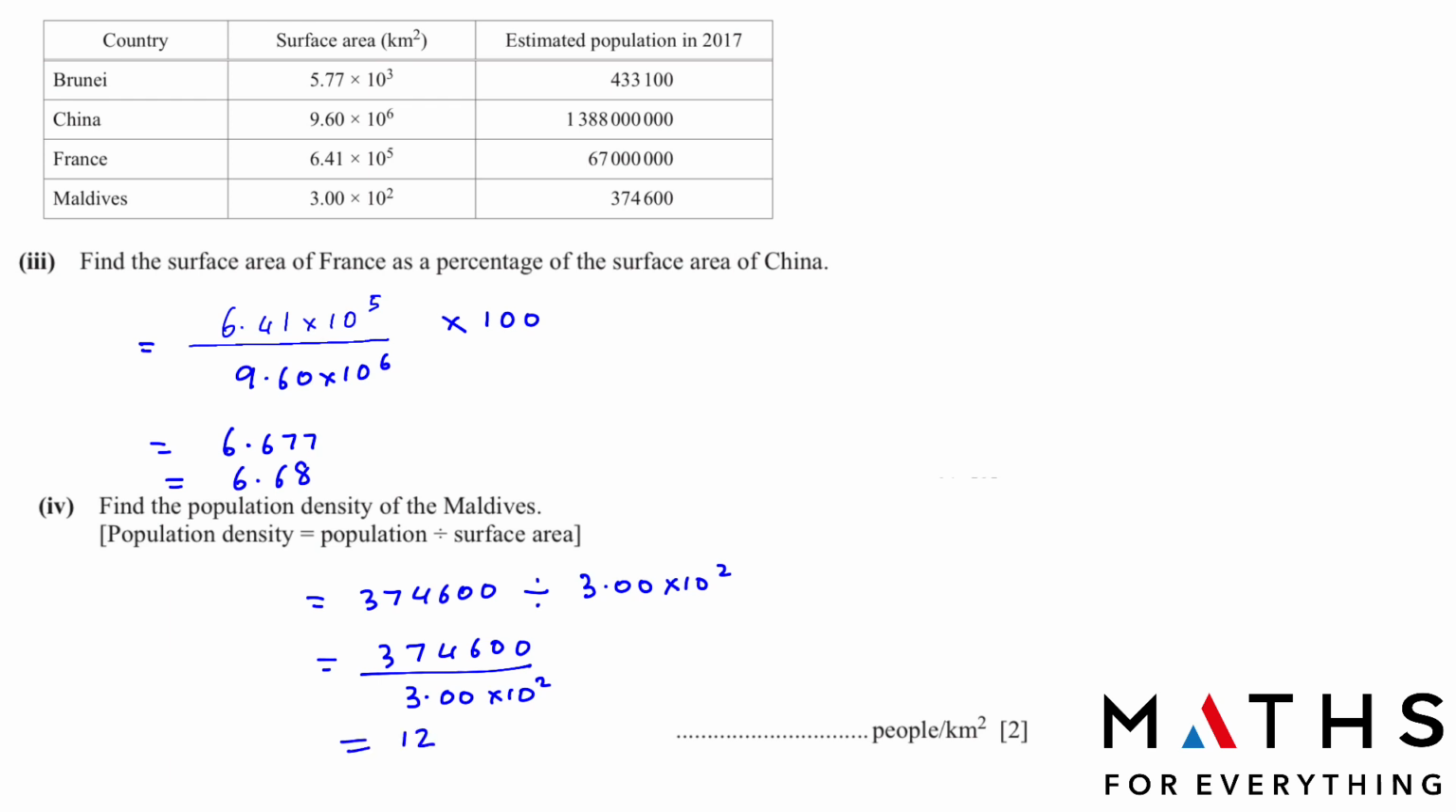We will get 1248.66. We are talking about people per square kilometer, so we can't write a decimal of people. We have to round it to a whole number. And 48, because this digit is 6, if it is 5 or more than 5, you add 1 to the previous number. That will be 1249 people per square kilometer.